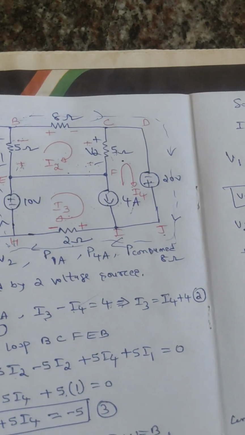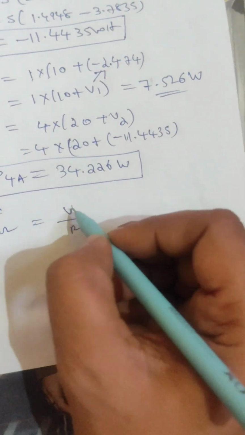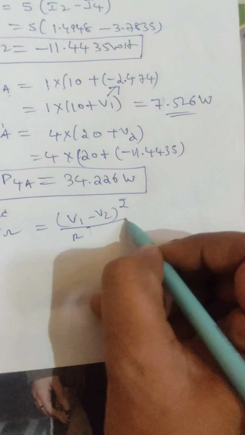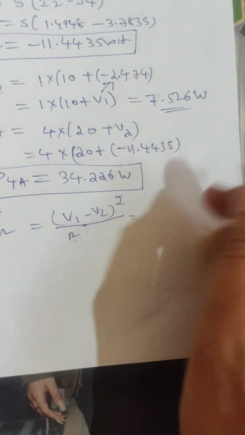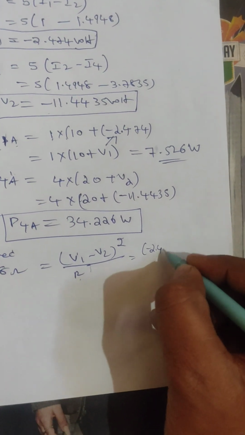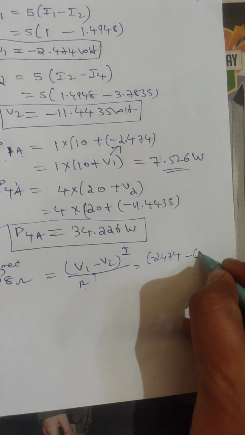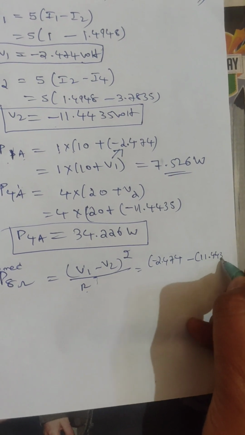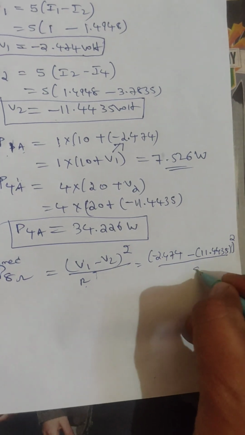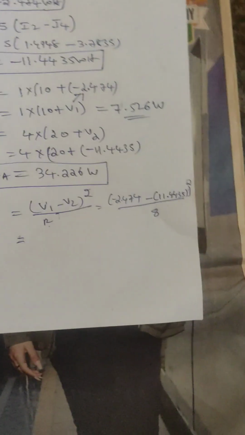What is the power formula? The power formula is V square by R. But what is our V? V1 minus V2, whole square, divided by this resistance. So now enter the values of those voltages. So minus 2.474, minus of, what is V2? Minus 11.4435, close bracket, whole square, whole divided by that 8 ohm resistance. So that gives the power dissipated in the 8 ohm resistance.